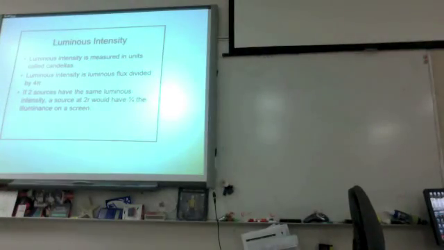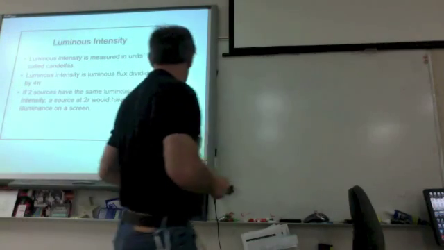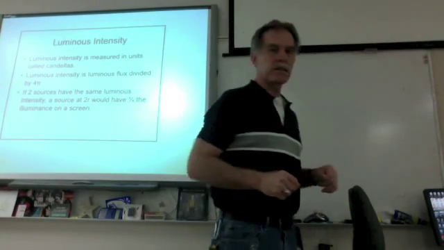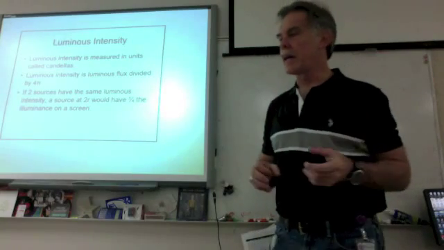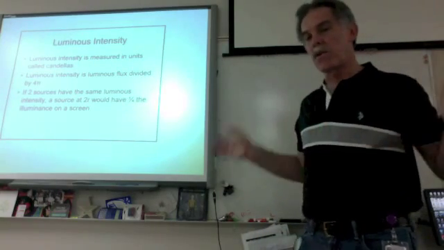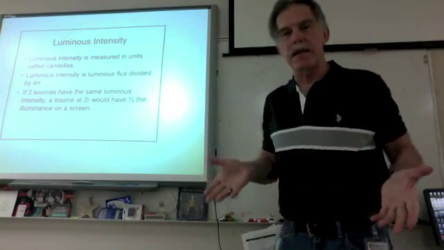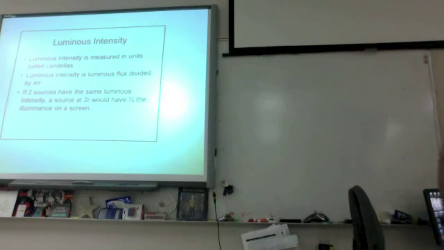Luminous intensity is measured in units called candelas, and some of these words you may want to put on flashcards or highlight in your notes. Luminous intensity is luminous flux divided by 4 pi. If two sources have the same luminous intensity, a source at twice the radius would have 1/4 the luminance on a screen. So again, an inverse property: the further out you get, the dimmer it is. That should make good logical sense.